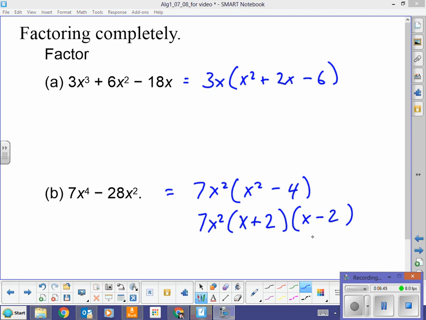Binomials. Are either of these a difference of 2 squares? Well, this one is a sum, so we can rule that one out. This one, well, that's not a square, and this is not a square. So this one is completely factored. Like I said, just keep on checking. Can you keep on factoring?